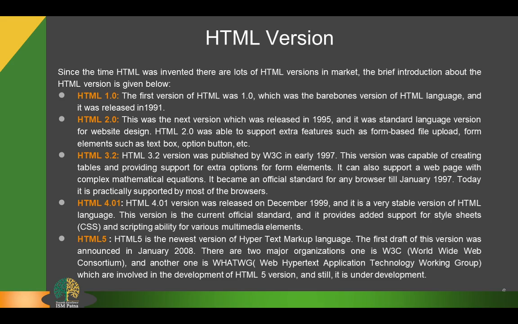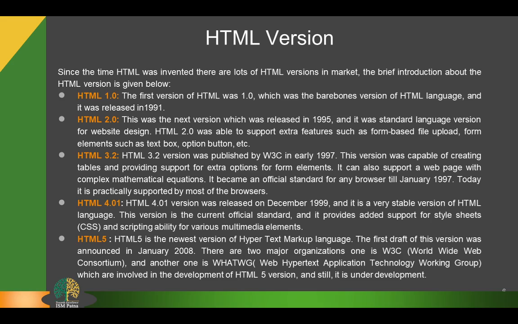Now, before going to the tag section, let us see how HTML versions evolved. The first version of HTML was 1.0, which was a bare bones version of the HTML language, and it was released in 1991. Then the next version comes, HTML 2.0, which was released in 1995, and it was a standard language version for website design.